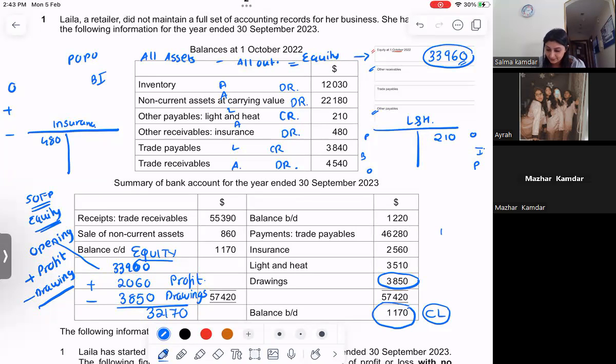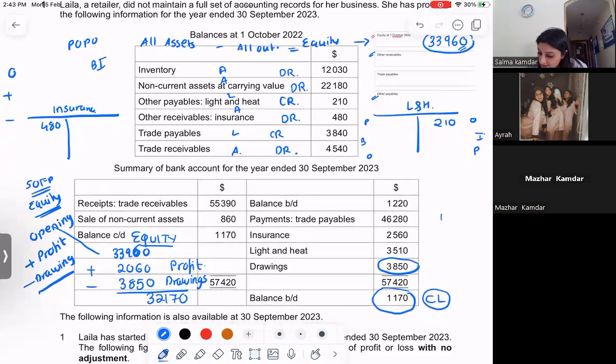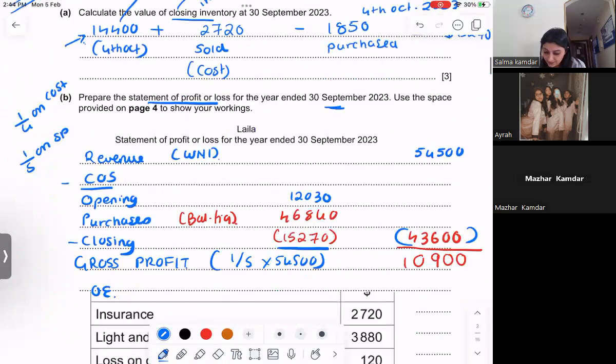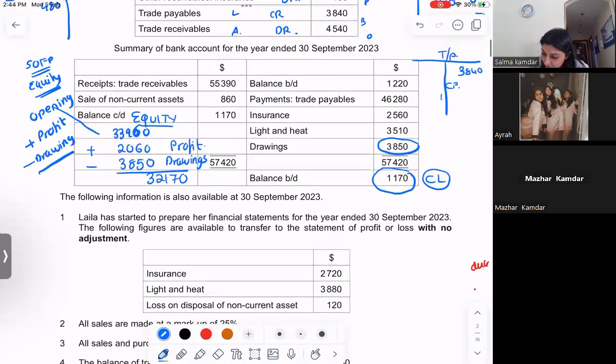Very good. Now over here, I have to find other receivables, other payables. And I have to find out trade payables closing balance. That I found. So I'm making a trade payable account. Trade payable has a credit balance of 3840. Below that, credit purchases we found out. 46840. That we found out as balancing figure, right? 46840.